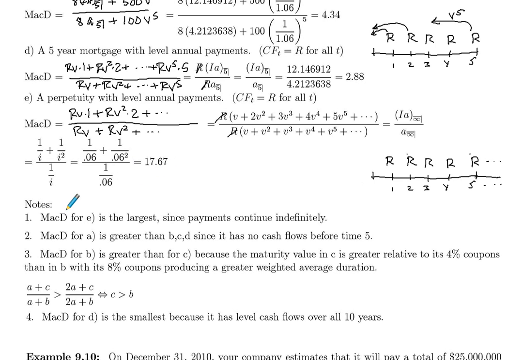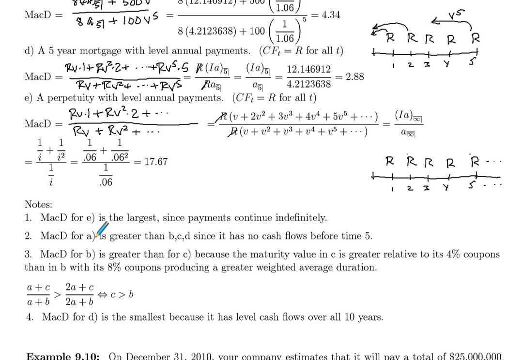So let's notice some things. Notice that the Macaulay duration for Part E, the perpetuity, is the largest. And this makes sense because our payments are continuing indefinitely. So if you're weighting the durations by the present values of the payments, well, the durations keep going on to infinity. Everything else, the longest duration was 5. But this isn't an infinite number because as you go out farther, your power on V increases here. So those payments that are out farther get weighed exponentially less in the weighted average. So that's what allows us to end up being finite. But it is larger than all the other durations.